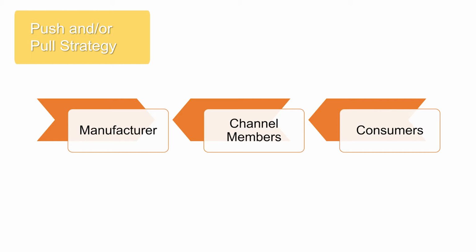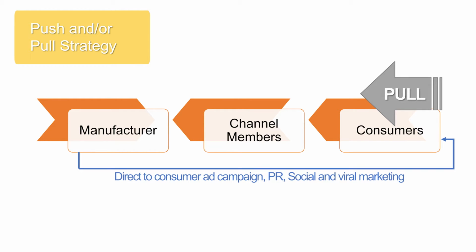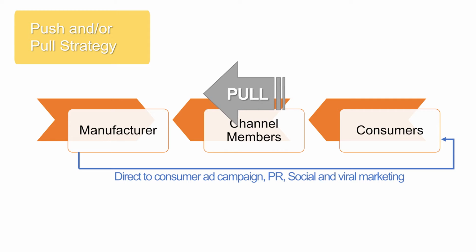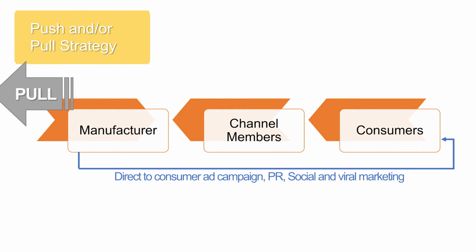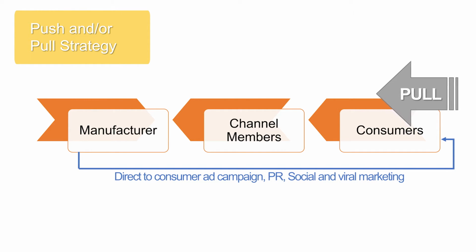In contrast, a manufacturer that relies on a pull strategy is counting on consumers to demand its products. It directly communicates to consumers using an ad campaign, PR, or social viral marketing. This popularity will then convince channel members to contact the manufacturer and demand their products. In this case, media advertising and consumer sales promotions stimulate interest among end consumers who will pull the product onto stores' shelves and then into their shopping carts.